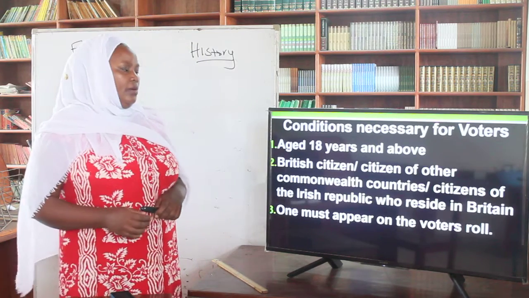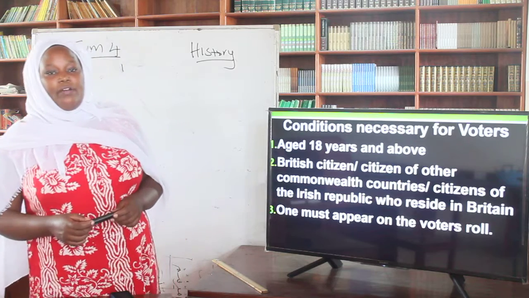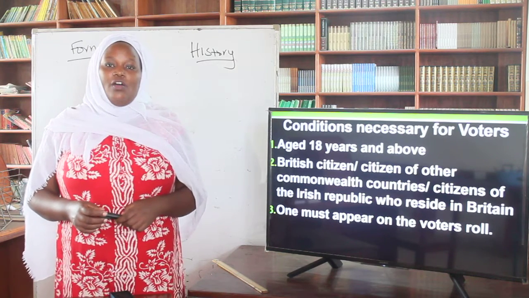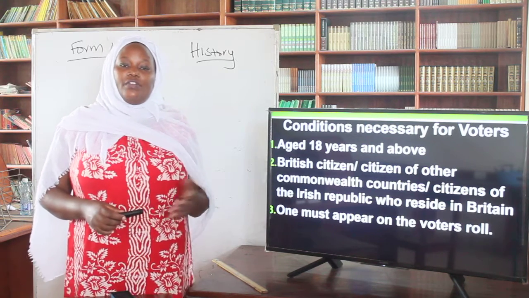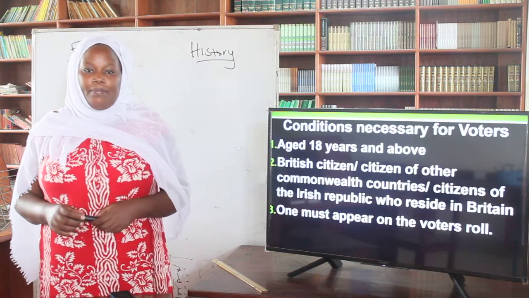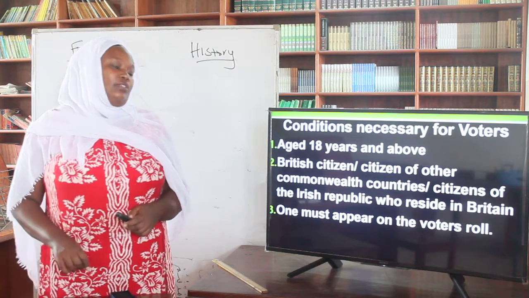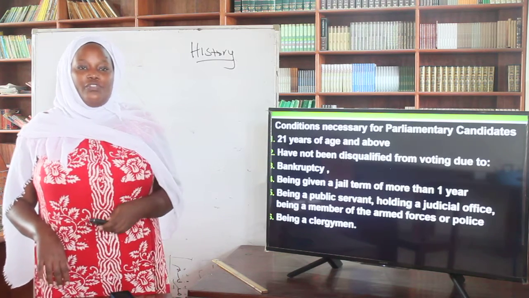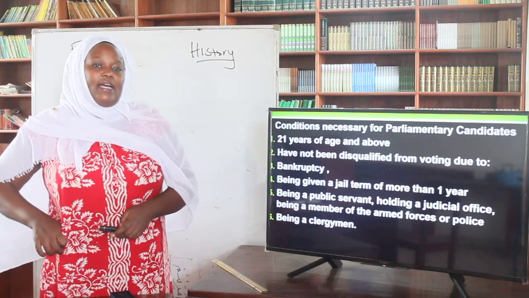So, the conditions which are necessary for voters: you must be 18 years and above, you must be a British citizen, or a citizen of another Commonwealth country, or a citizen of the Irish Republic who resides in Britain, and one must appear on the voters' roll, that is, you must register. That's what it means. If you don't register, even if you're a citizen, you cannot vote.